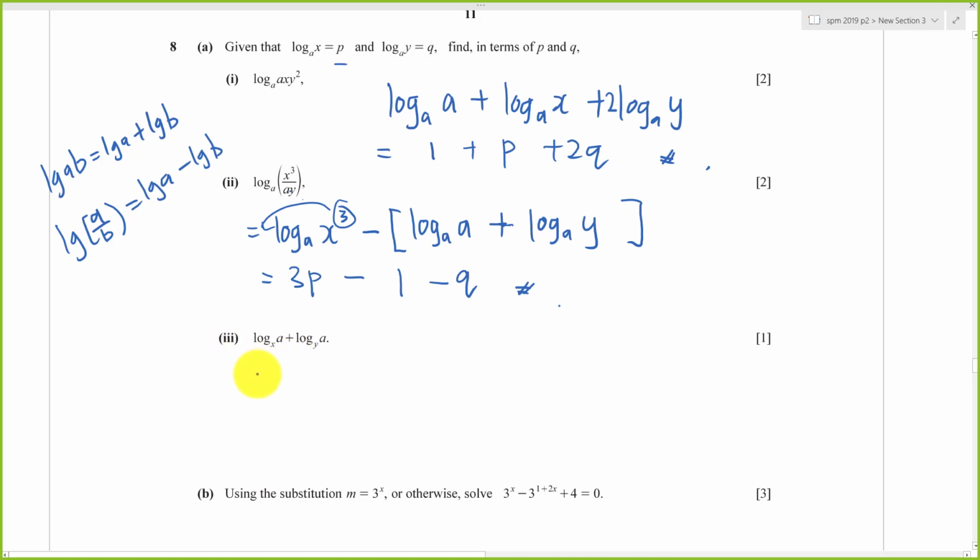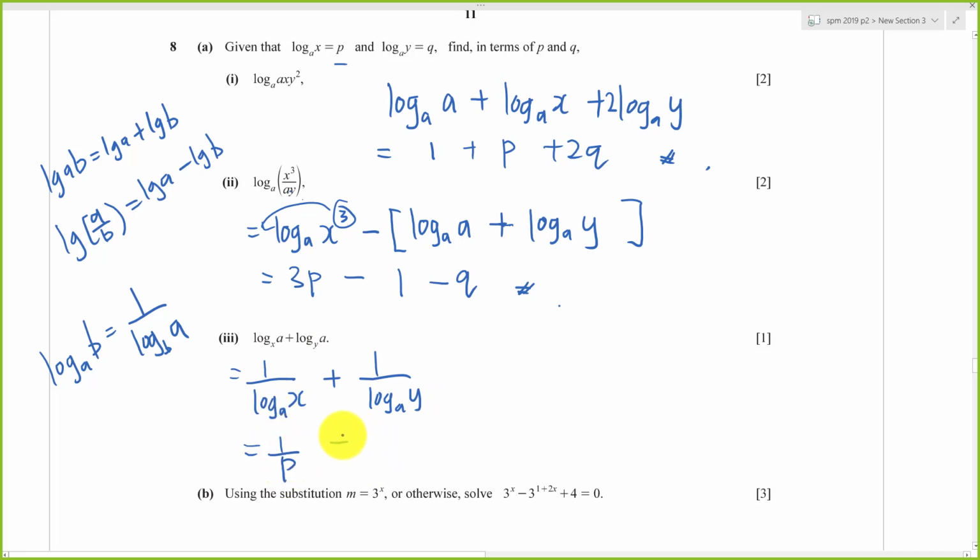Okay, this one, if I want to swap the base here, we have a formula: log_a b equals 1 over log_b a. Remember this rule. So what I want to do is use this rule, so it's 1 over log_a x plus 1 over log_a y. If I want to swap the base and the number here, this is what I will do, which is 1 over p plus 1 over q.